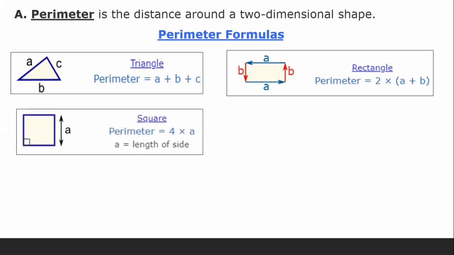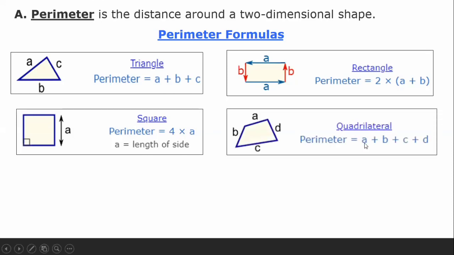Next, square. We already know that a square has 4 equal sides. So therefore, to find the perimeter, we will just simply multiply the given side by 4. So we have here 4 times A. That is the perimeter of a square.